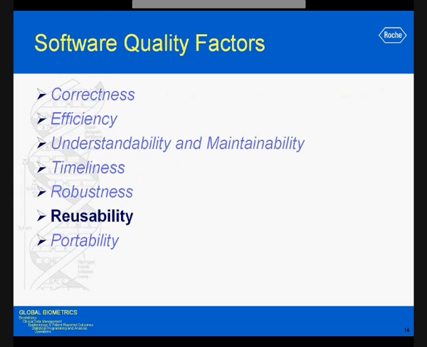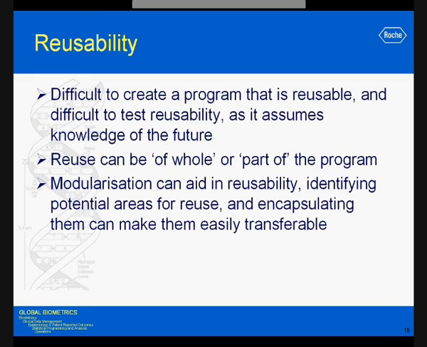Okay, on to reusability. Reusability is a very difficult quality factor. It's difficult to create a program that's reusable, and even more difficult to test for reusability when we come to testing the quality of the program, as we need to know the future. However, when we look at reuse, we don't have to ask whether this program can be picked up and used for something else. We can just look at part of the program. That reuse can be even just the proc report at the end, if it's set up in a way where we can reuse it for all outputs and slightly tweak it.